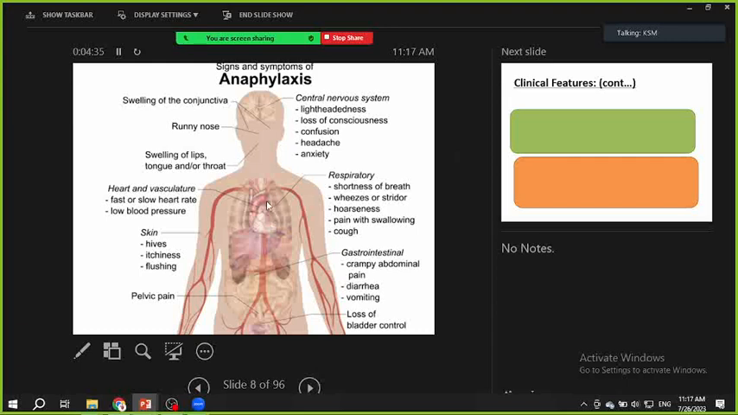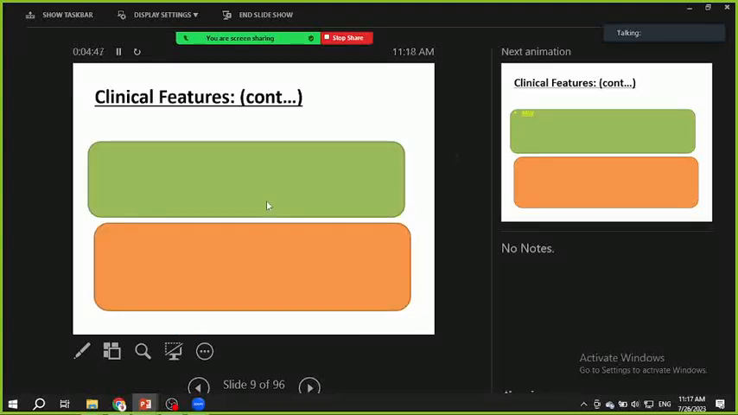In the vascular system, we have a low heart rate and hypotension, and angioedema, runny nose. So these are the clinical features. But when you look at the clinical features, there are mild forms, moderate forms, and severe forms.